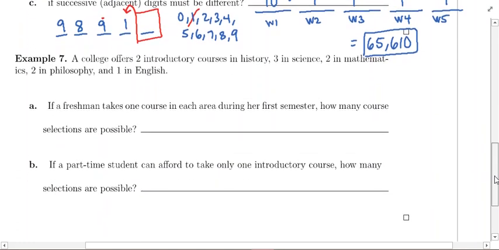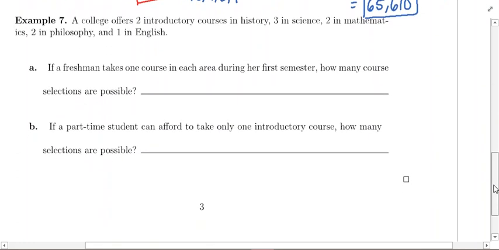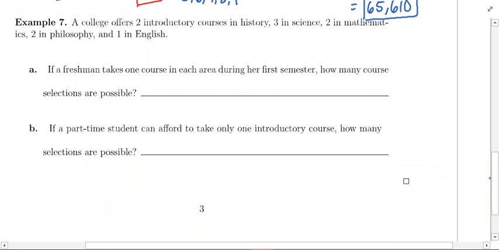So let's take a look at example 7. A college offers 2 introductory courses in history, 3 in science, 2 in math, 2 in philosophy, and 1 in English. In part A, it says if a freshman takes 1 course in each area during her first semester, how many course selections are possible?